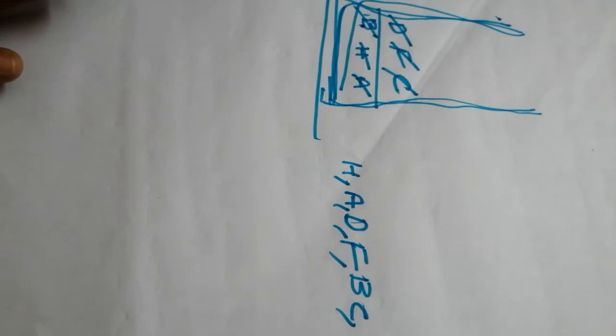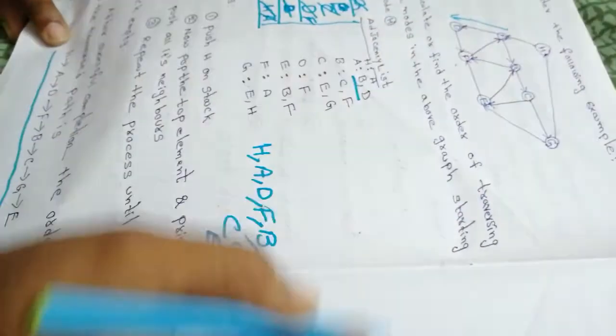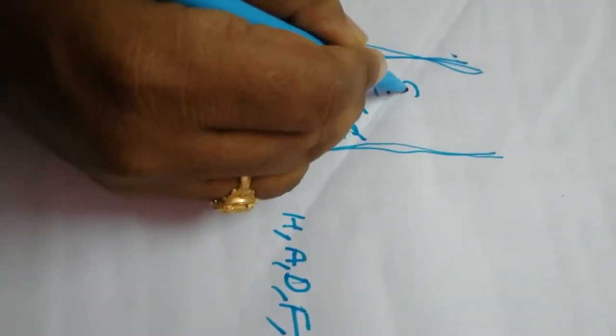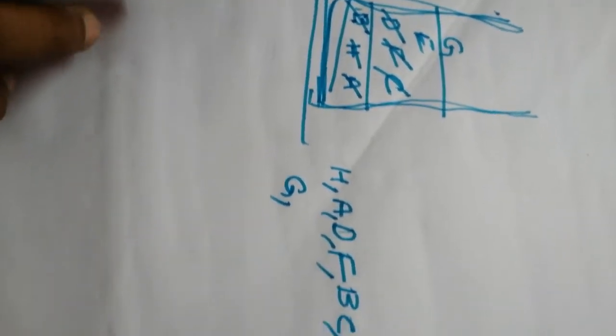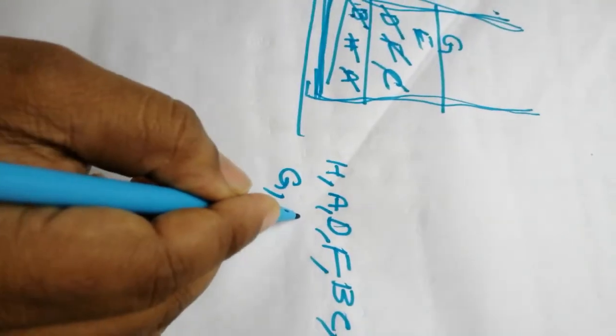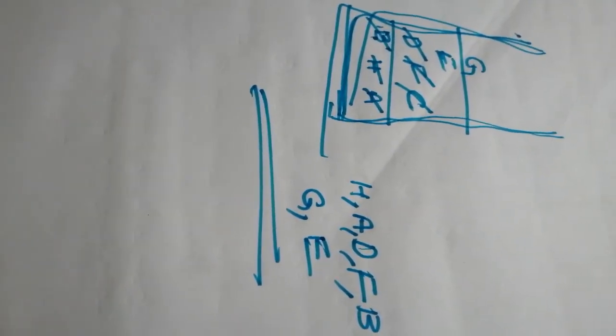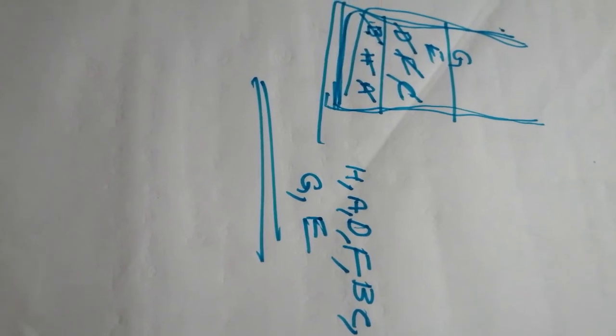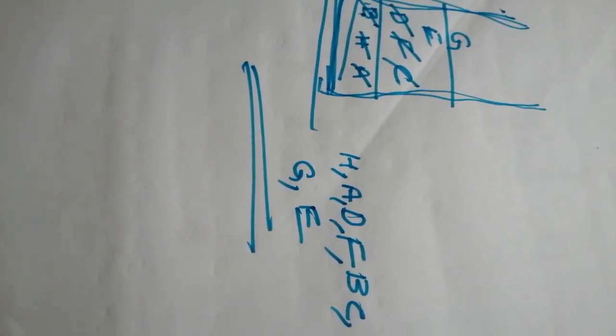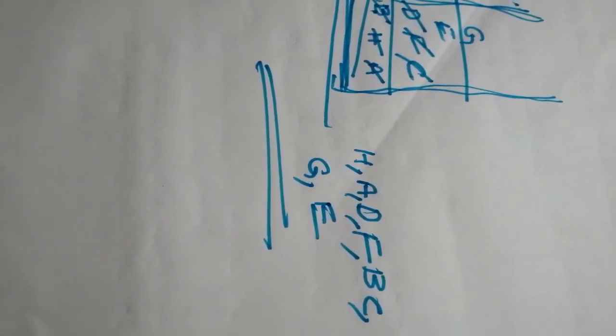Now pop C. Now what are the neighbors of C? The neighbors of C are E and G. So now remove G, pop G, the top element. What are the neighbors of G? H and E. H is already visited, no need. And then pop E. This is the final representation. So practice this. In the next session, I will be clarifying the doubts regarding BFS and DFS.